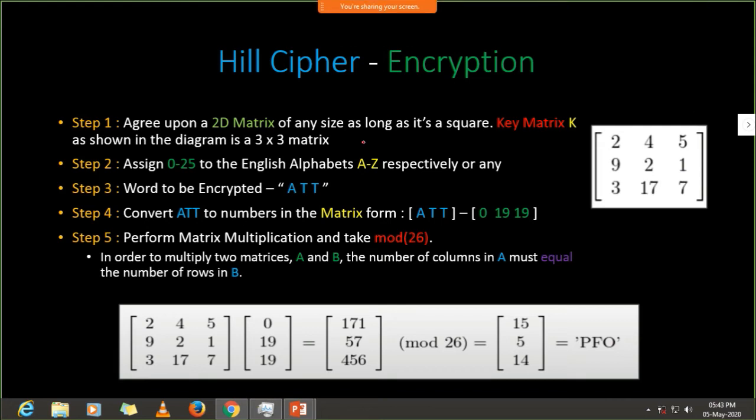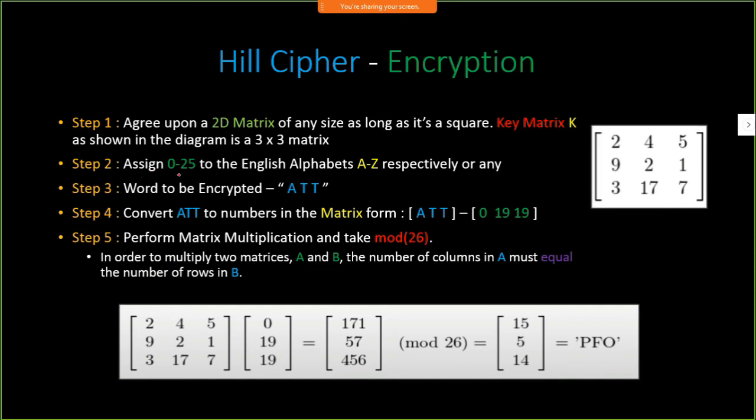Okay. Step 4: Convert the ATT, that is the actual message, to numbers in the matrix form. ATT becomes 0, 19, 19. So how will I get the 0, 19 and 19? You can do it just by assigning.